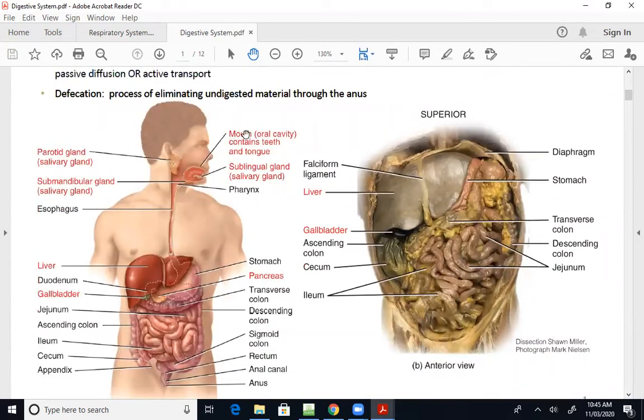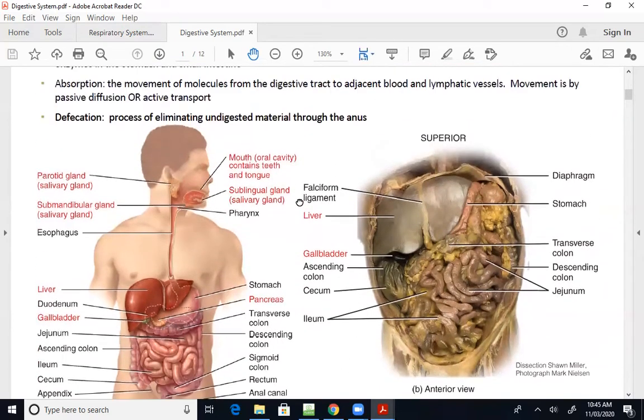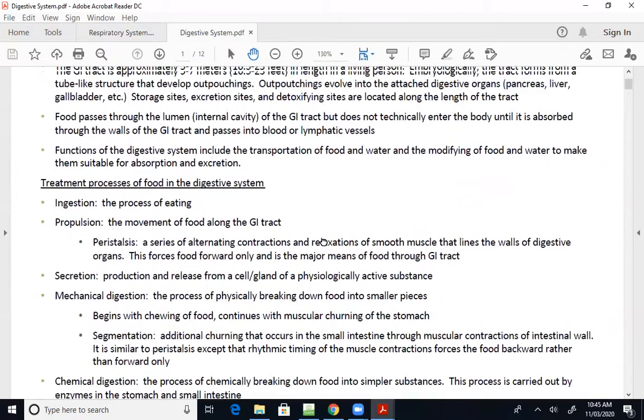The exception, I don't know why they don't color the mouth black. Includes parts like the duodenum, jejunum, and ileum. Those are all part of the small intestine. All these different things with colon are part of the large intestine. We're going to go through all those here in this lecture.